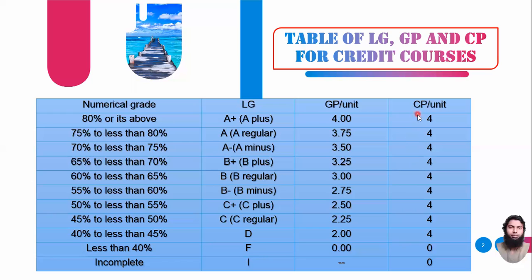And this is the credit point. Credit point for these courses has been set to 4. The credit point may be 3, maybe 2, maybe 1, or maybe 1.5. It may change. So during the calculation, we will use credit point 4. But if you have a different credit point, you will have to use that credit point for the calculation of your particular result. Okay, let's move on.